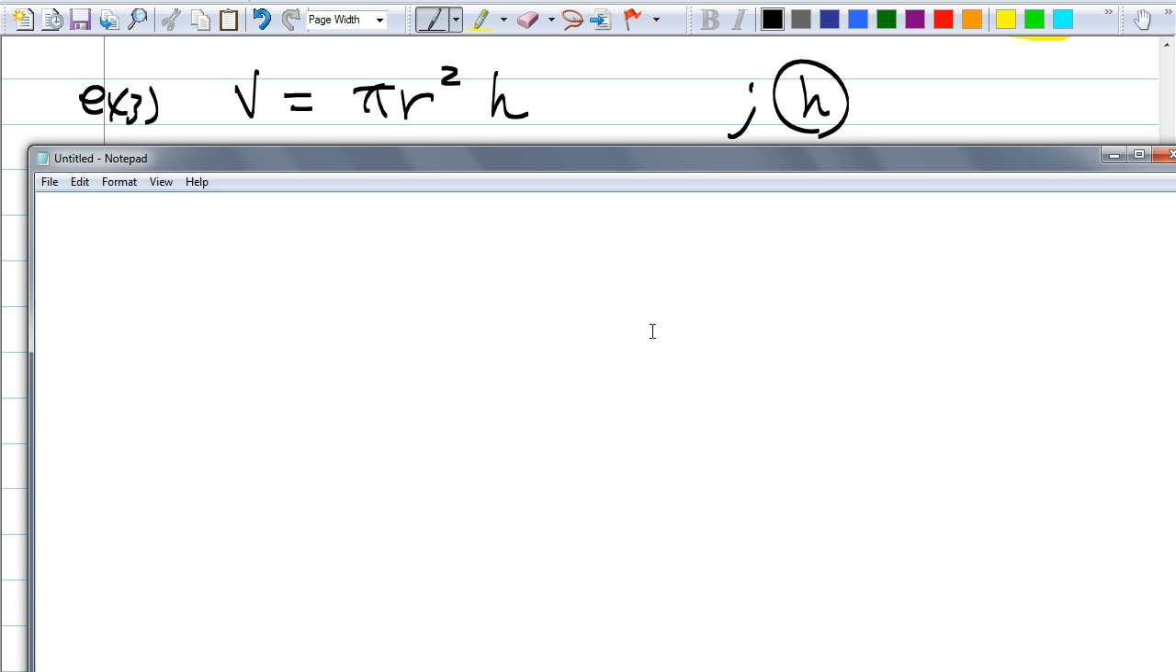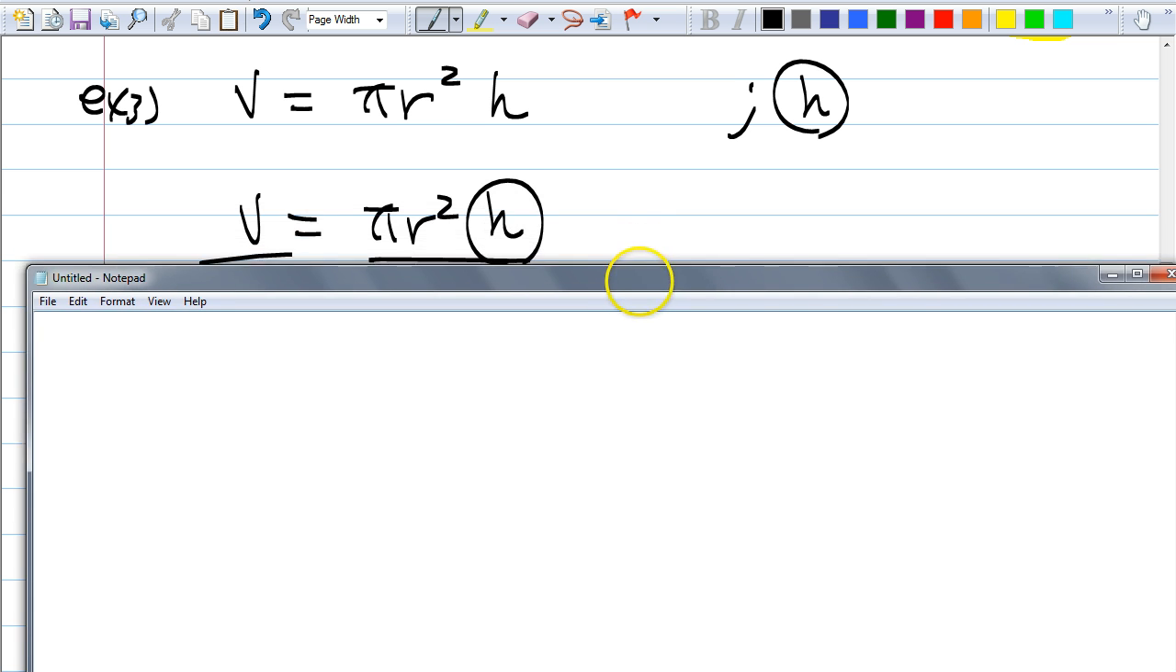Exactly. So, for example, if I had something equals 4x, right? How would you get rid of that 4? Divide both sides by 4. Instead of 4, what do we have here, guys? Pi r squared. So we're going to just divide both sides by pi r squared.